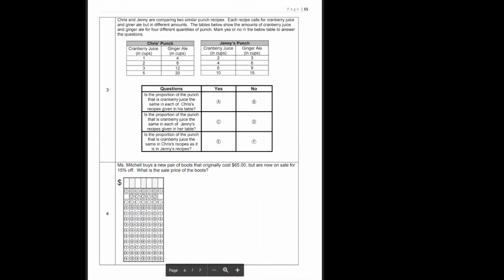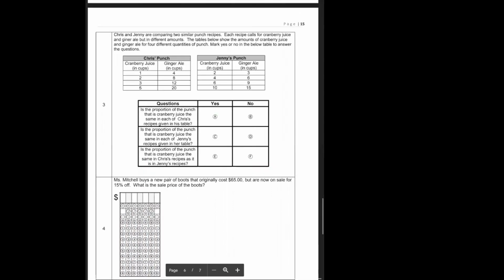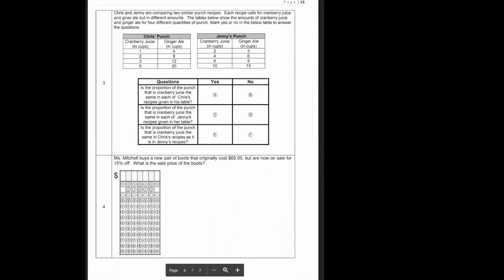Now the last way to do it, you can always do it with a proportion too, just in case you're unsure. So we know that the original cost, we can represent as 100%, is $65. It's 100% of what she's supposed to pay. The new cost, the sale, we don't know yet, but we know that she's paying 85% of the cost, not 15%. 15% is the discount. 85% is actually what she's paying. And you can find that by doing 100 minus 15.